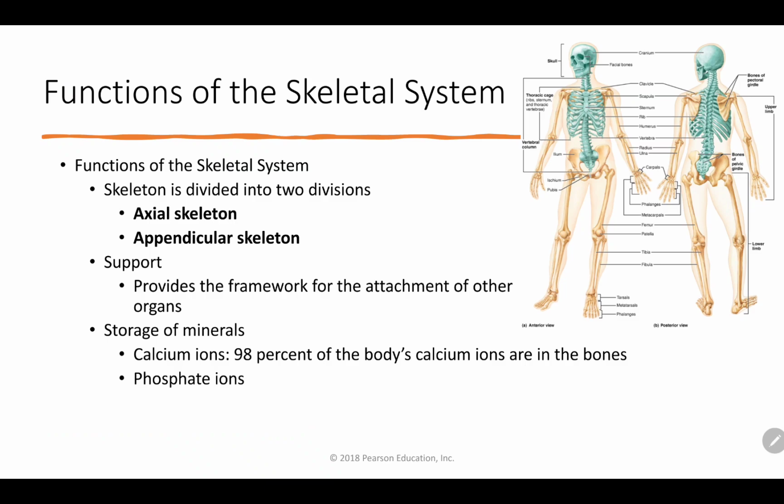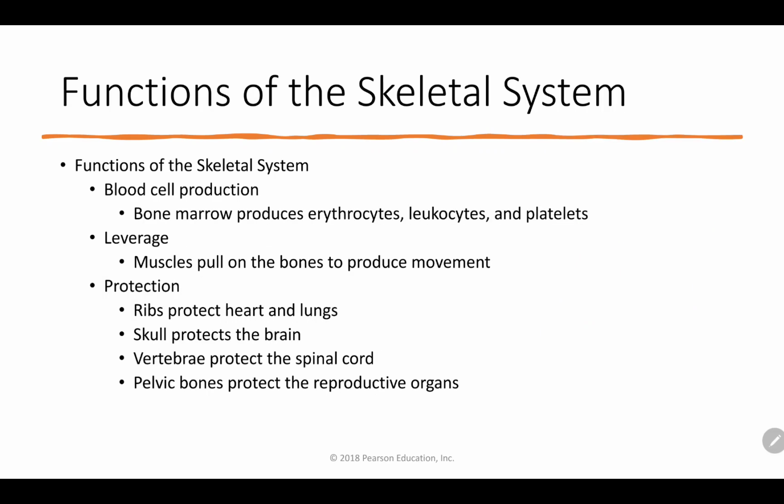So remember the functions of the skeletal system, right? Number one, we're going to have support. The skeletal system is going to be able to provide support, as it's going to provide that framework for the attachment of other organs. It's going to be able to store minerals, right? The calcium, the phosphate. Most of the calcium and the phosphate in your body is going to be stored in your bones, right? As well as blood cell production. Remember, red blood cells, white blood cells, platelets, right? These are all going to be produced in the bone marrow.